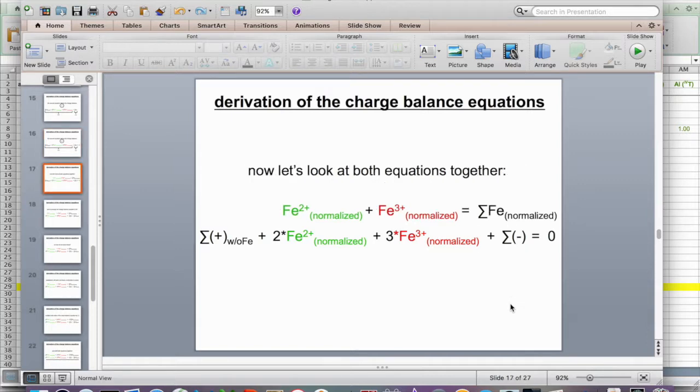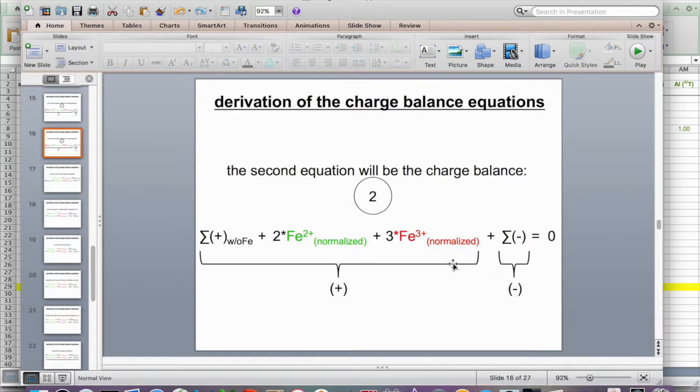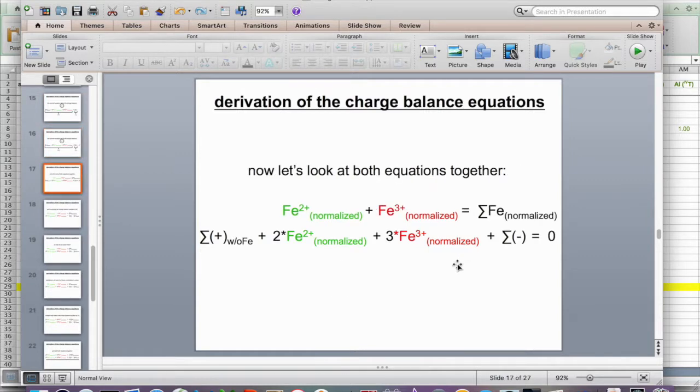So let's look at both of these equations together, because this is fundamentally how we're going to do this calculation. Sorry about that, I think I went back a couple of slides there. Here's our mass balance equation: iron 2 normalized plus iron 3 normalized equals the sum of the iron. Here's our charge balance equation: sum of the positives without iron plus 2 times the sum of the iron 2 plus 3 times the sum of the iron 3 plus the sum of the negatives equals 0.